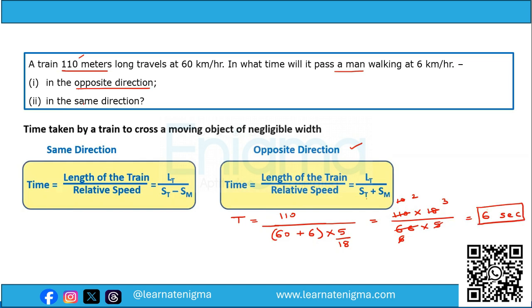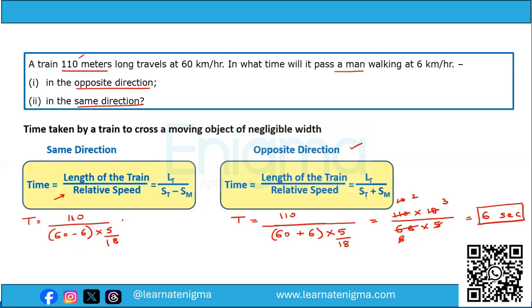The second case is when we are traveling in the same direction. So exactly similar scenario, only difference is relative speed, because they are traveling in the same direction. So it will be speed of train minus speed of man. So 110 upon 60 minus 6 into 5 by 18.